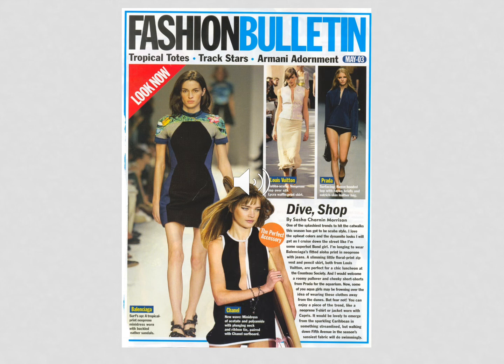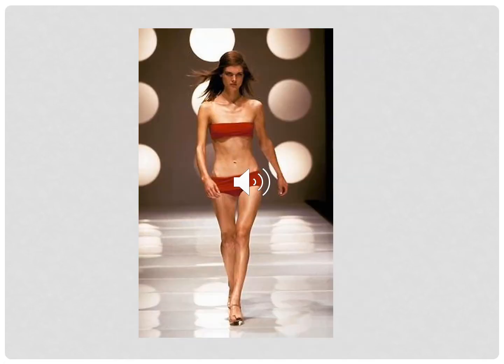My eye is bouncing all around, which is good for the layout for a magazine, but is bad for the layout for a visual aid. Now let's take a look at this image. We see the model in this picture. It's the same topic, but it's a much better example. It's a single image, so I'm focused.